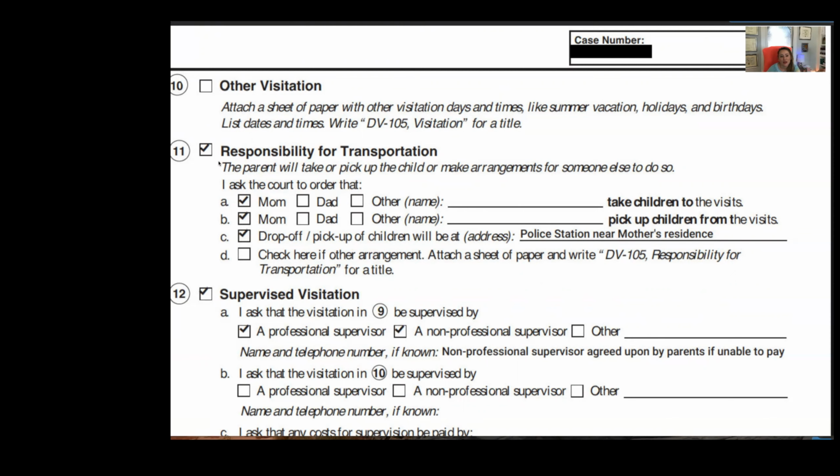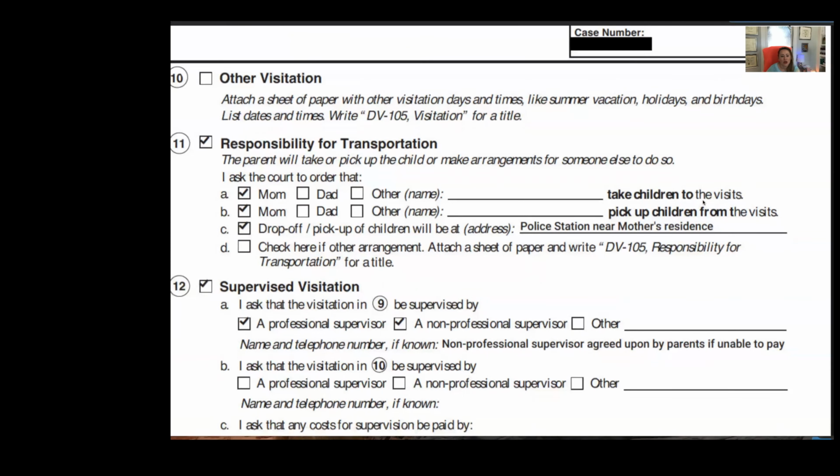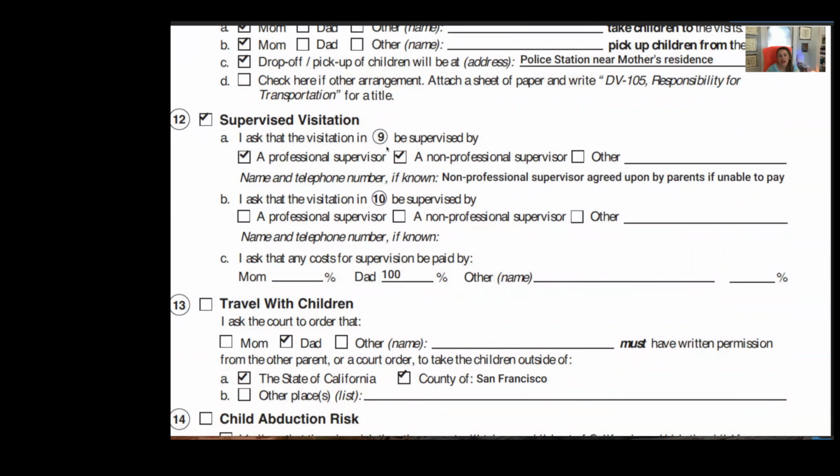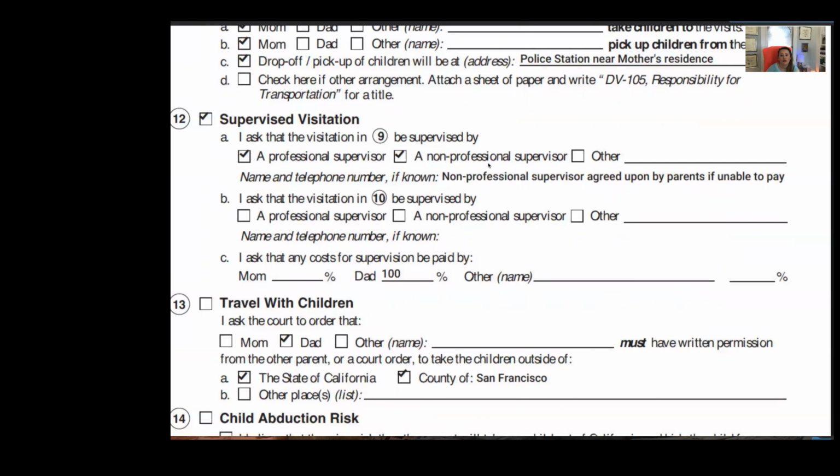Number 11, the parent will take or pick up the child, or make arrangements for someone else to do so. I ask the court to order that mom take the children to the visits, or you just fill out how you feel comfortable doing the visitation. Number 12, supervised. You can ask for professionally supervised. A professional supervisor is going to write reports and is professional, meaning the person knows how the system works and will have to do intake. The perpetrator has to pay hourly for the professional supervisor. Or if you find that a non-professional supervisor is suitable, you can specify. For example, if you know the perpetrator's parents are well and you trust them, you can say his parents can supervise. That can happen too.